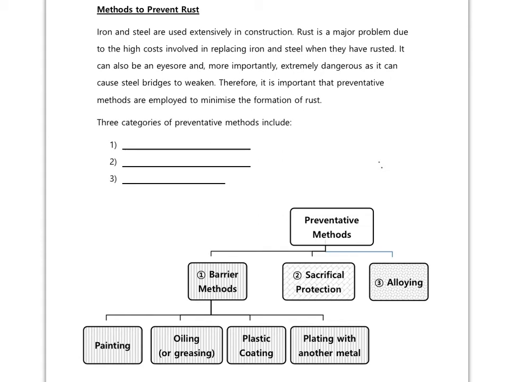There's 3 broad categories of preventative methods that are used, and you can see this in our flow diagram as well. First of all, we've got barrier methods, and that does exactly what it says. It coats the iron or the steel in something. It can be various different things, which we'll look at in a second. But essentially that's providing a barrier between the iron and the air. So say you had an iron nail. Barrier methods is about coating the iron nail in some other material that won't rust, and it's providing a barrier between the iron nail and the air.